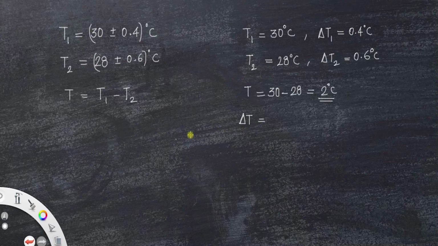We just proved it, that is delta x is equal to delta a plus delta b. So delta t will be delta t1 plus delta t2. That is equal to 0.4 plus 0.6, which is equal to 1 degree Celsius. Therefore, the temperature including the error limits will be 2 plus or minus 1 degree Celsius. Clear?